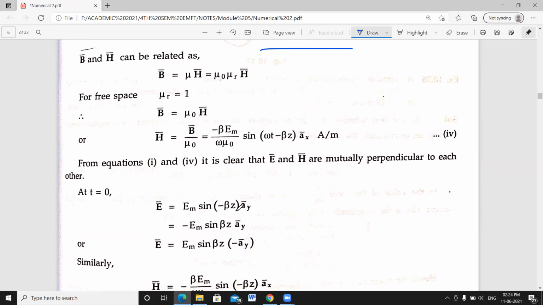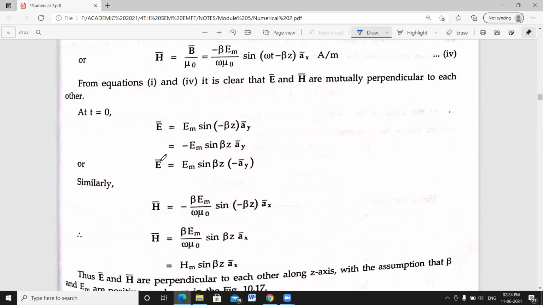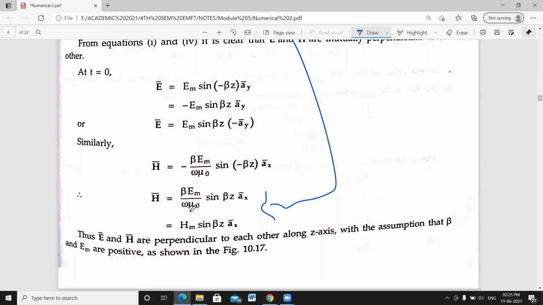Em sin(ωt − βz) into Ay, you will get E = Em sin βz ... of Ay. Then similarly for H, in the same way, the equation is taken and written like this. Minus is going to be plus, for that reason β Em divided by ω μ0 sin βz into Ax. This whole part I can write as Hm sin βz into Az. Therefore, E and H are perpendicular to each other along the z axis.